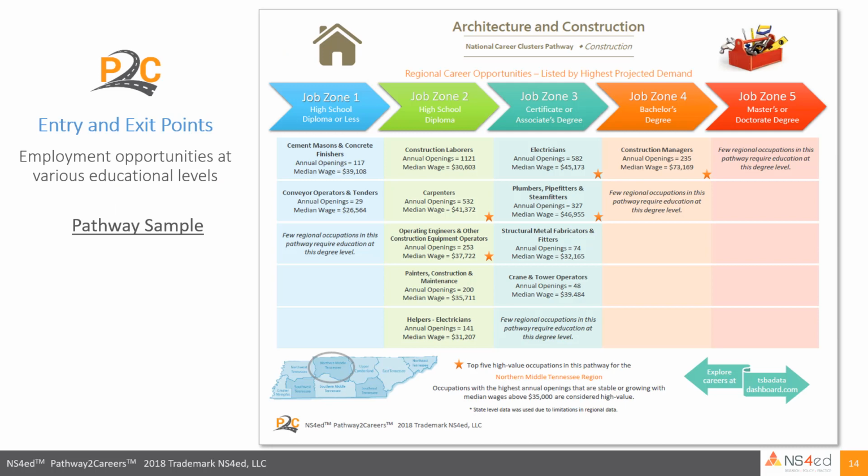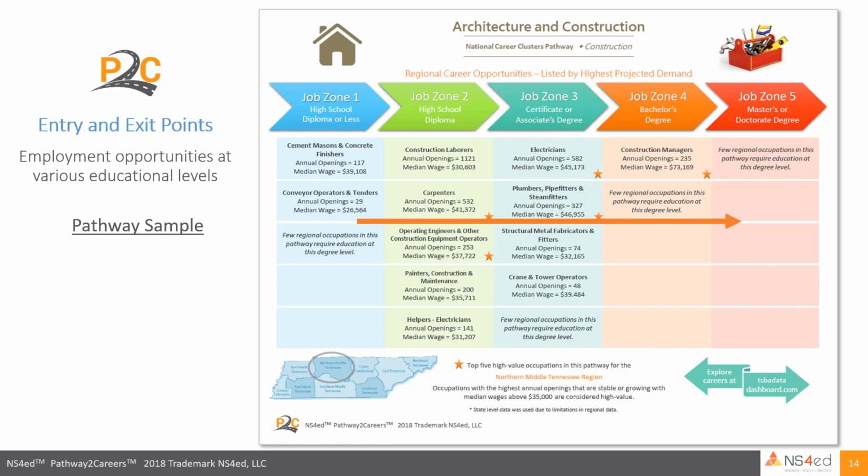Here's an example of a pathway. This is the first page of a two-page pathway map that displays the entry and exit points for the pathway. The first thing to notice is that the pathway moves from left to right, with occupations requiring lower levels of education at the left and those requiring higher levels of education at the right.